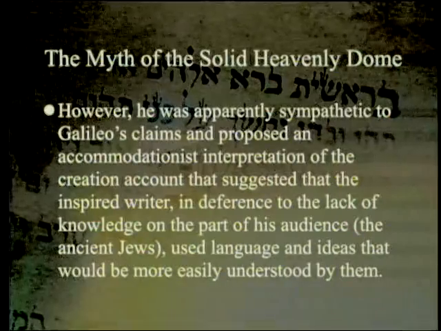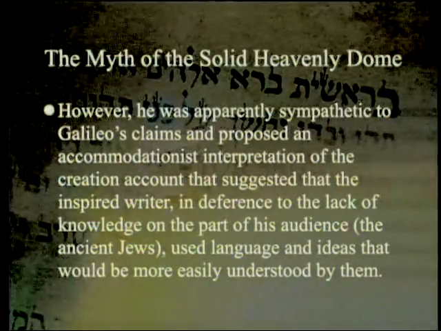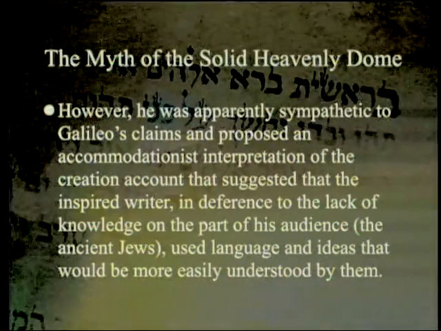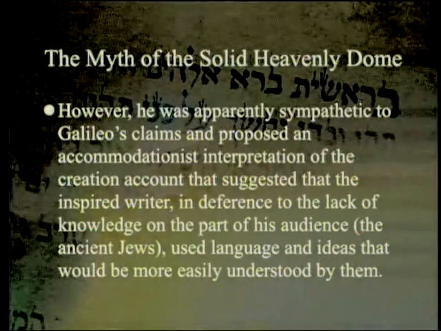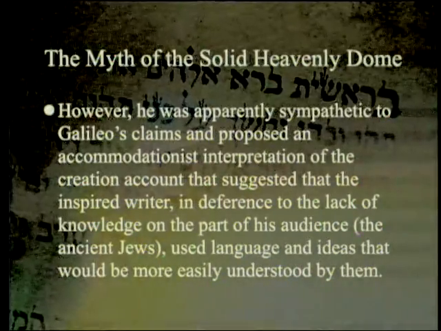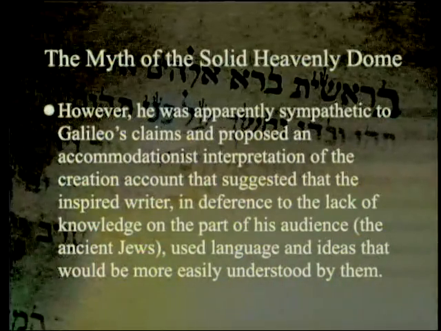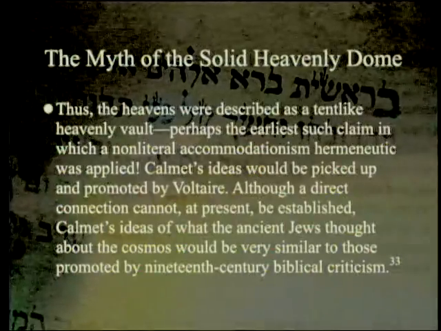However, he was apparently sympathetic to Galileo's claims and proposed an accommodationist interpretation of the creation account that suggested that the inspired writer, in deference to the lack of knowledge on the part of his audience, the ancient Jews, used language and ideas that would be more easily understood by them, which most of us actually would find sort of reasonable.